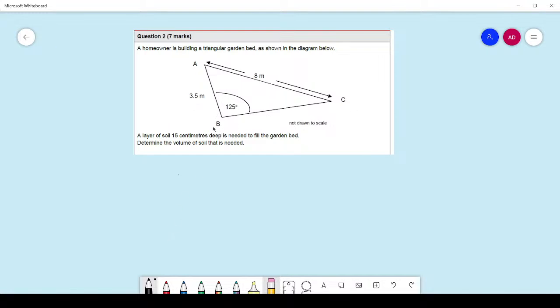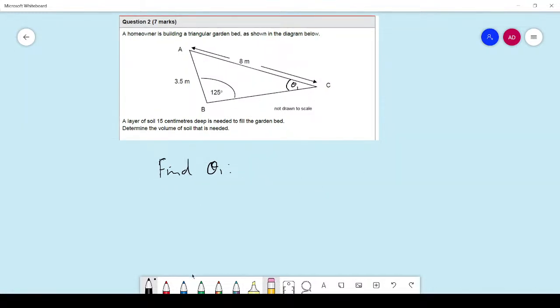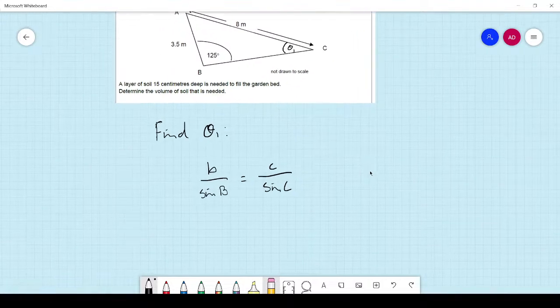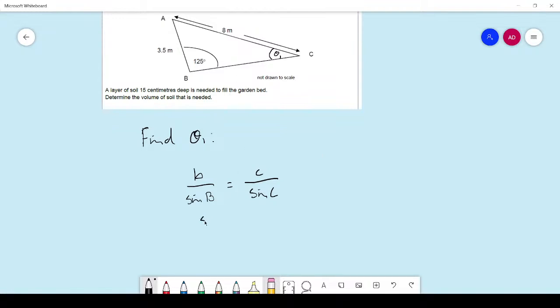So we have angle B and side C. We'll call this angle theta 1. Let's find theta 1. And another thing in the exams, it's not a bad idea to explain what you're doing with a little title up here. I used to do that in all my exams. So find theta 1, we'll use the sine rule. B over sine B equals C over sine C, straight from our formula sheet. Then let's sub in values. B is 8, over sine 125, equals C is 3.5 over sine, and we obviously don't know the angle C because that's what we're trying to find.